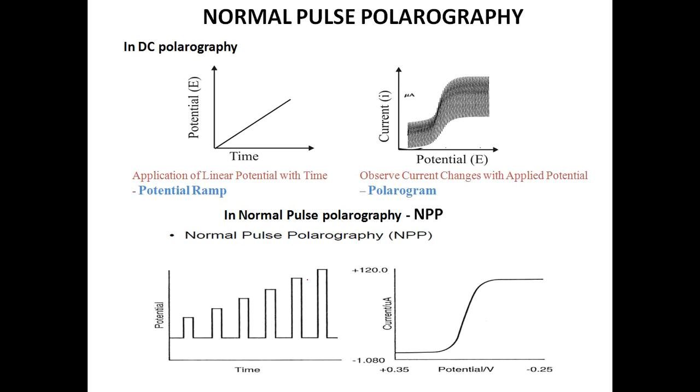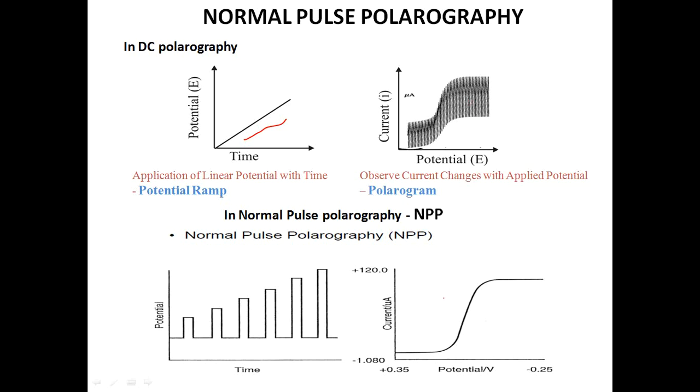In normal pulse polarography, what is used is a potential pulse applied onto a constant potential. In DC polarography, that is direct current polarography, what you use is a linear potential ramp, where the potential is increased linearly with time. You measure the current at every potential, and you get this kind of polarogram in DC polarography.